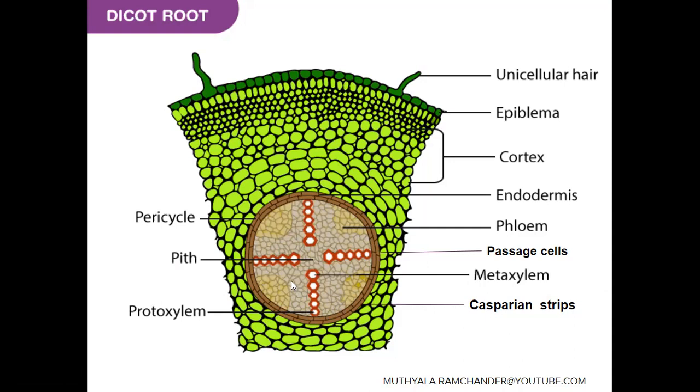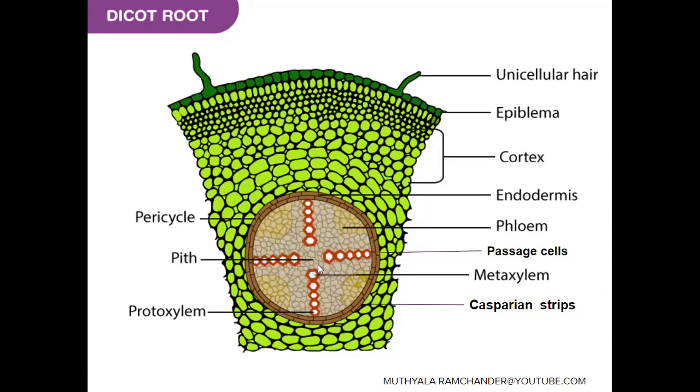In this dicot root, only 4 protoxylems are present towards the outside. 4 protoxylems is called tetra. Tetra protoxylem present towards the outside: tetra exarch protoxylem. Alternate to these xylem strips, phloem is present. The main function of phloem is translocation of organic solutes to all parts of the plant. The main function of xylem is conduction of water and minerals to all parts of the plant.